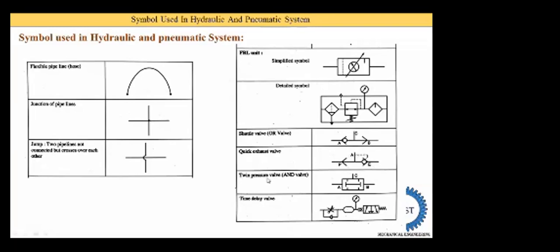The next one is the twin pressure valve, also called the AND valve. Here you see one rectangle, two pipes A and B, and the third pipe is C. Another is the time delay valve. So this is the symbol of the flow.